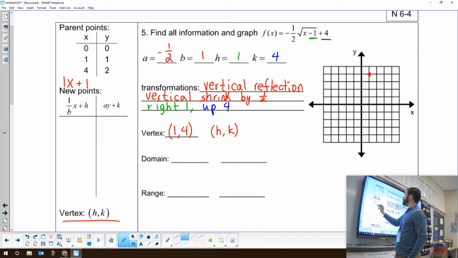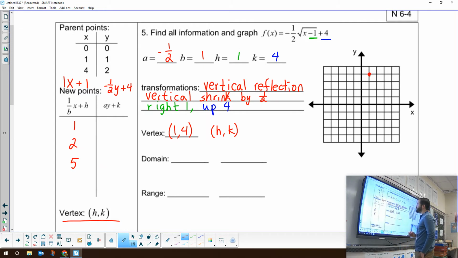So 0 plus 1 is 1. 1 plus 1 is 2. 4 plus 1 is 5. So those are my new x's. What about my new y's? Let's take a look at these guys. This one's a bit more complicated. So we're going to go a times y, so that's going to be negative 1/2 times each of my y's plus my k, so plus 4.